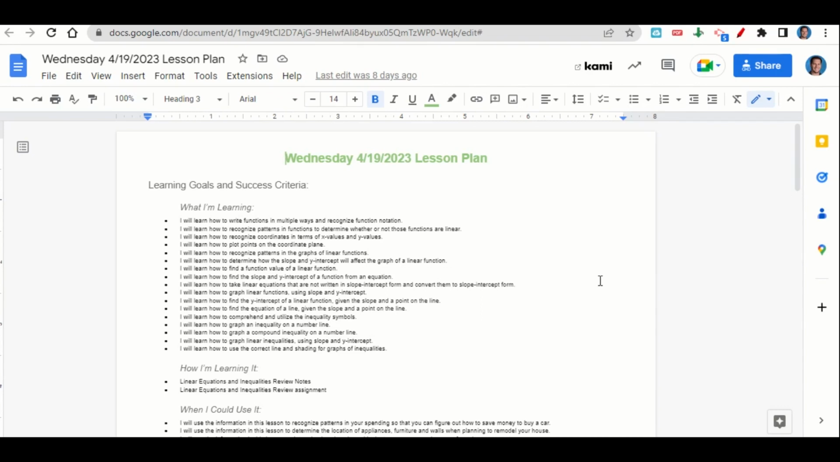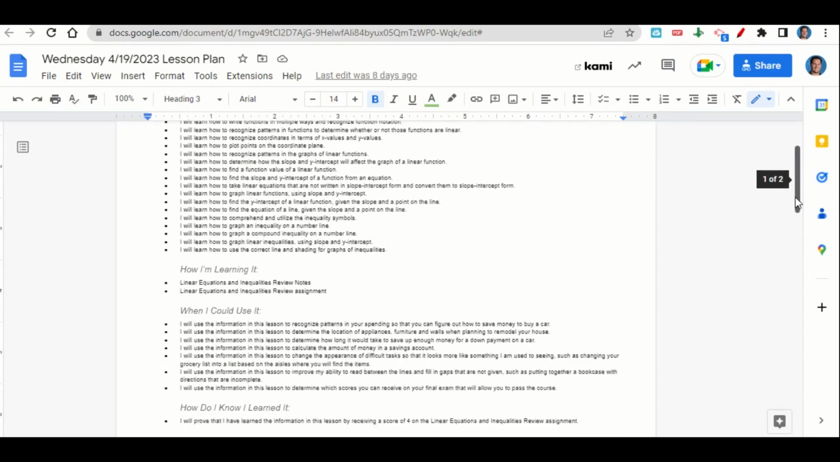How are we learning it? Through the Linear Equations and Inequalities Review Notes and the Linear Equations and Inequalities Review Assignment. When can we use this information?